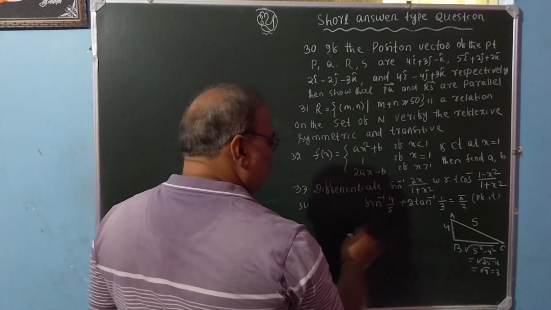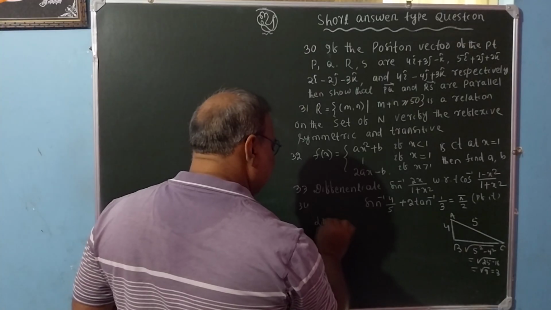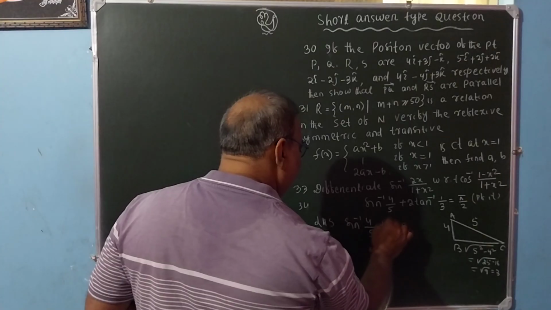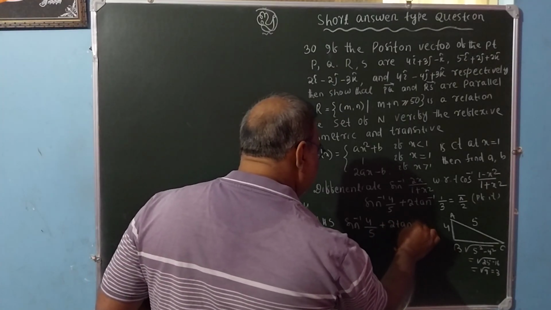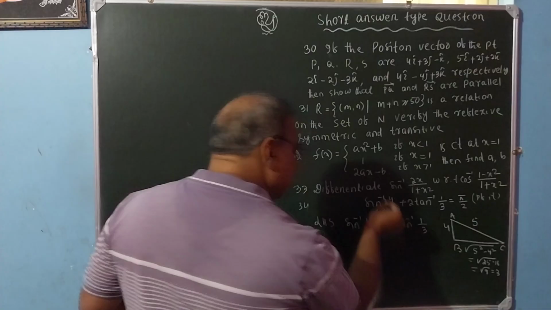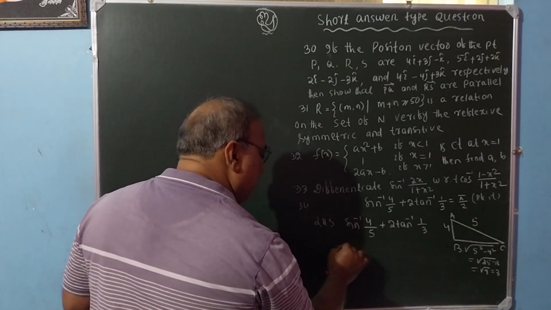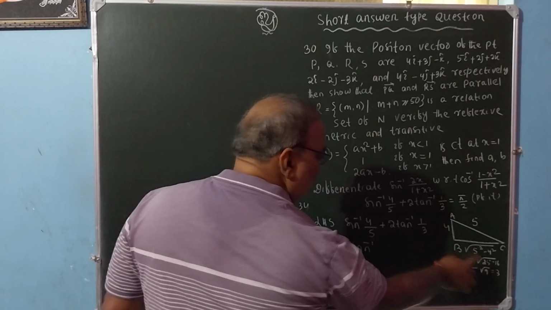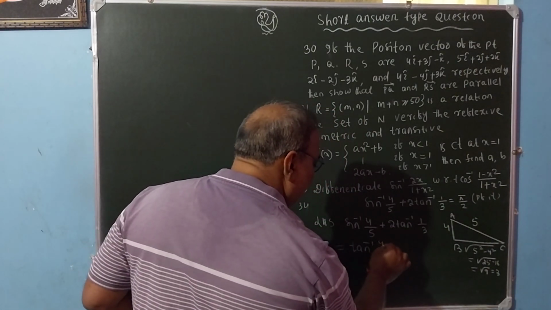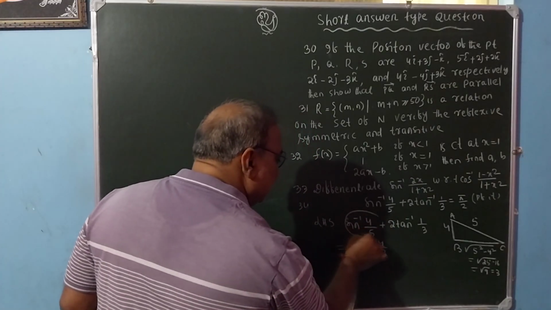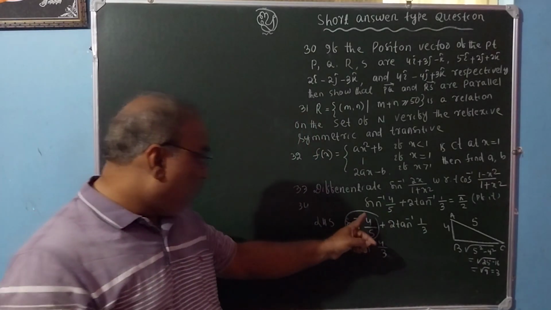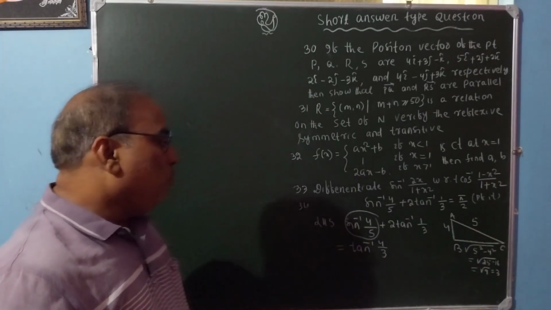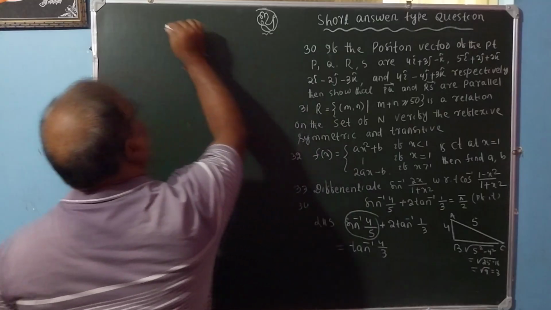So write down the LHS: sin inverse 4 by 5 plus 2 tan inverse 1 by 3. Sin inverse 4 by 5 is the same as tan inverse P by B. P is 4, B is 3, so that is equal to 4 by 3. So this sin inverse 4 by 5 is converted to tan inverse 4 by 3 by using the right angle triangle.